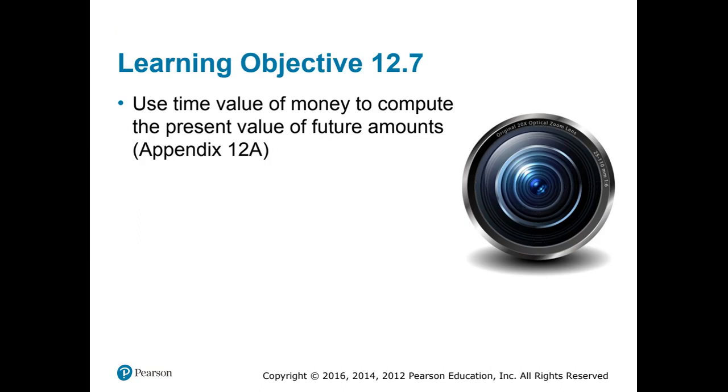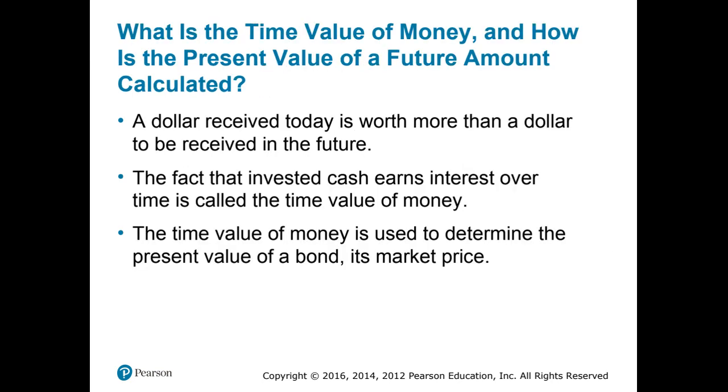So using the time value of money to compute the present value of future amounts. What is the time value of money, and how is the present value of the future amount calculated? $1 received today is worth more than $1 received in the future, hopefully. The fact that when we invest cash it earns interest over time. This is called the time value of money. And the time value of money is used to determine the present value of a bond and its market price.